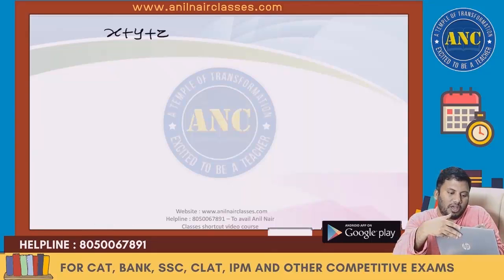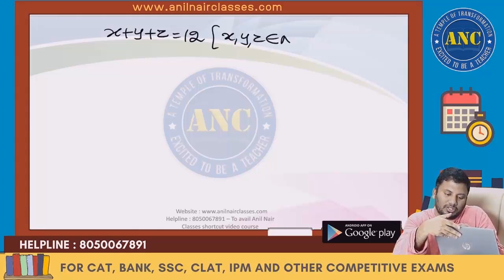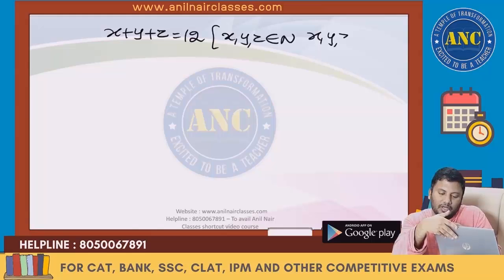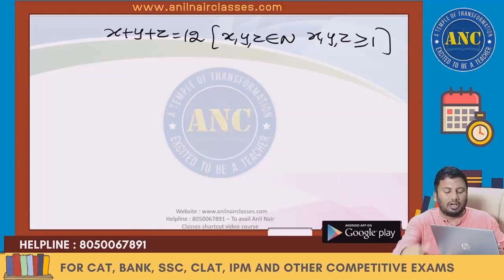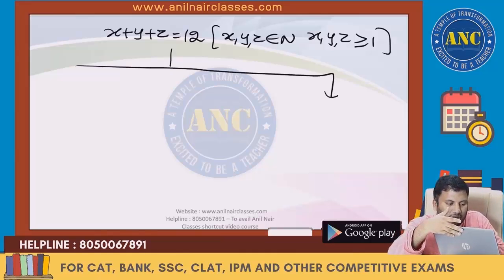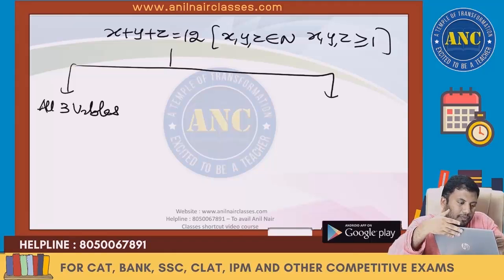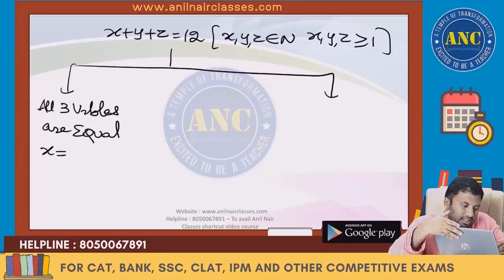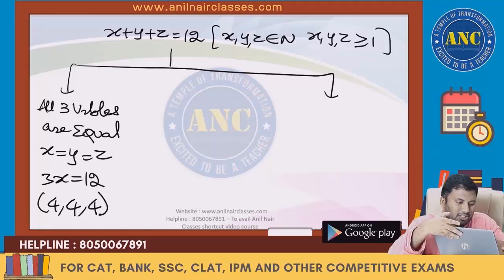x plus y plus z is equivalent to 12. x, y, z are natural numbers, so x, y, z are greater than or equivalent to 1. How many values will satisfy this? All the 3 conditions we will solve. First, all 3 variables are equal. So x equivalent to y equivalent to z. 3x equivalent to 12. x is 4, y is 4, z is 4.